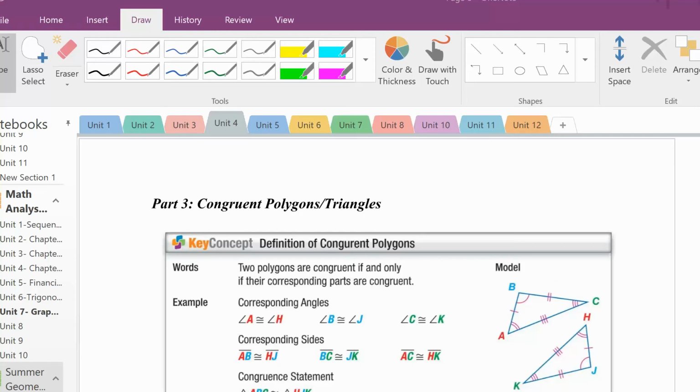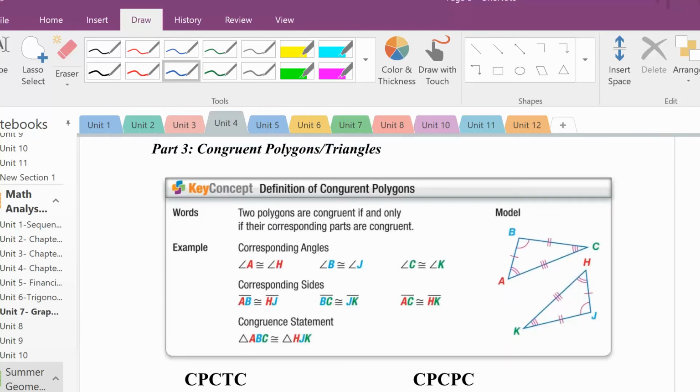Welcome to tonight's video on Unit 4, Part 3, Congruent Polygons and Triangles. So the first thing to understand is the definition of congruent polygons. And that means two polygons are congruent if and only if all their corresponding parts are congruent.